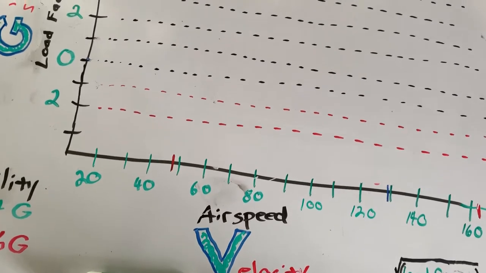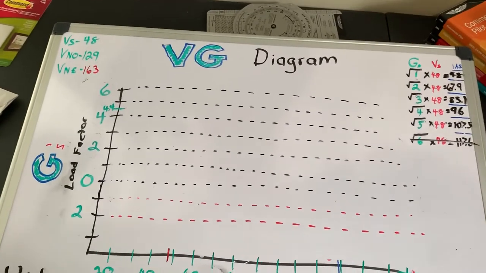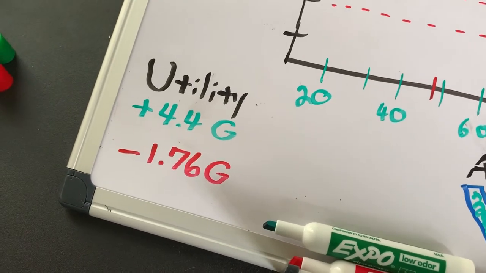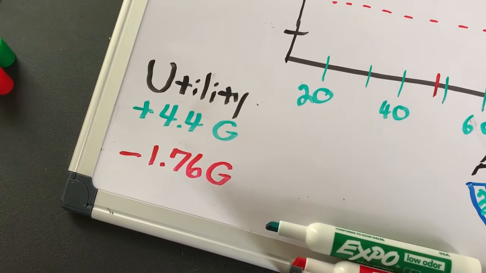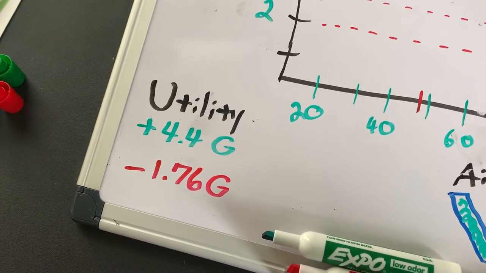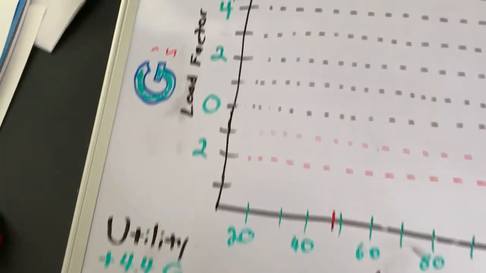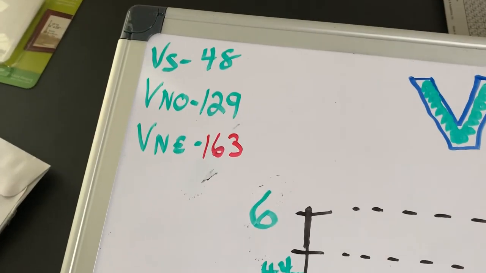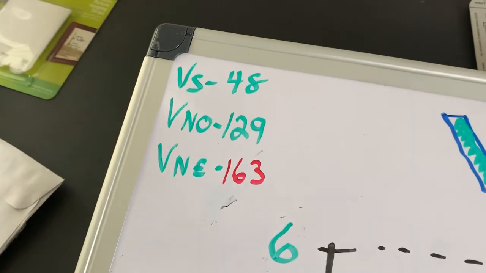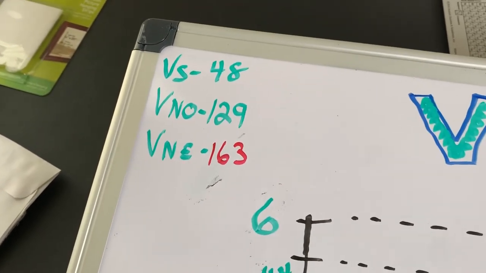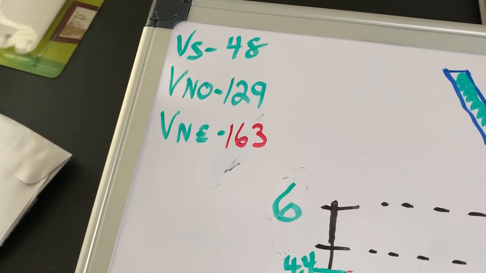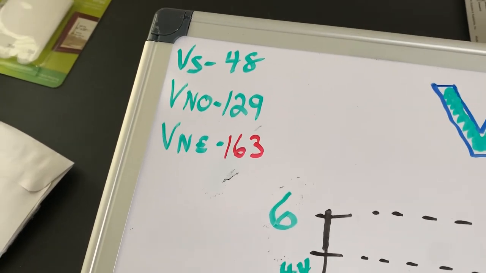Three things. What kind of aircraft are you going to be doing the VG diagram for? Then you're going to need your load, and you need your weight. If you're in the utility category, it's going to be 4.4 G's maximum and 1.76 G's for negative. The next thing you're going to need is your V speeds, so you need your VS. This is going to be for a 172. And then I'm going to do the VNO and the VNE. Those are the things that are going to be critical for you to use.